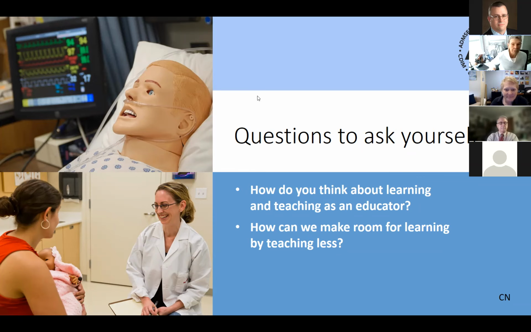But while we do that, I really want you to be thinking about how you see learning and teaching as an educator. I think of learning as what the students do. I think of teaching as what we do, but just because we taught it doesn't mean they learned it. So I always like to think about how do we make more room for learning by teaching less? And I know that doesn't sound quite right, but I think simulation moves us in that direction where we're giving them the experience, the space, and the place to make meaning of their experience, which is really what we're trying to do with all of our educational activities.